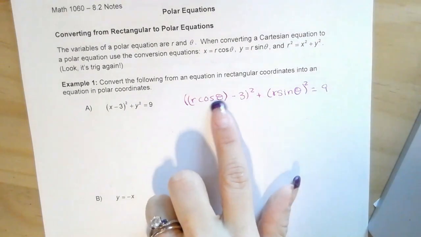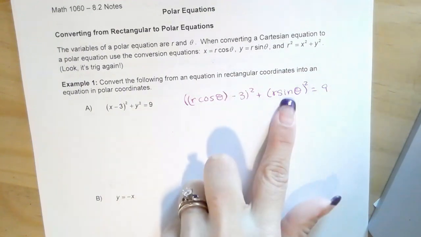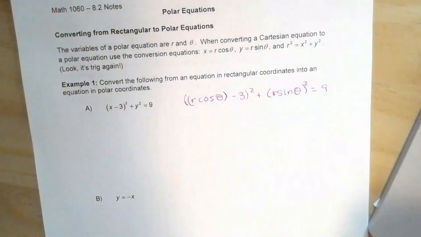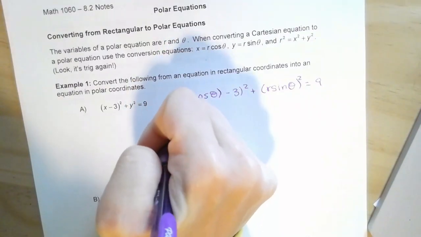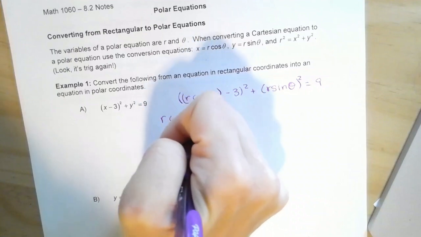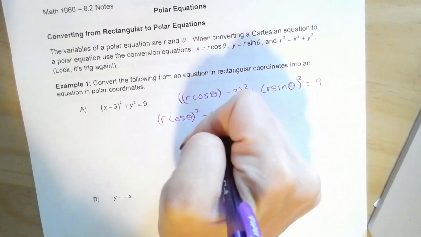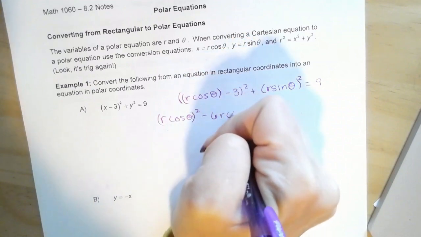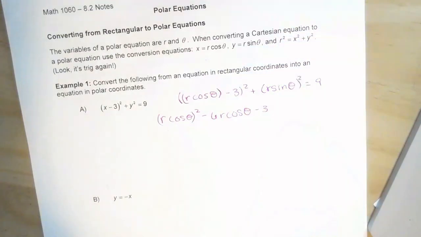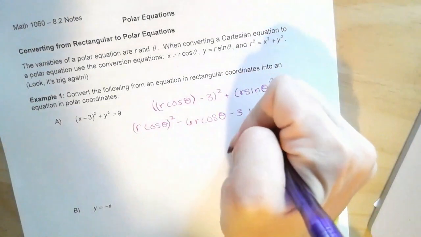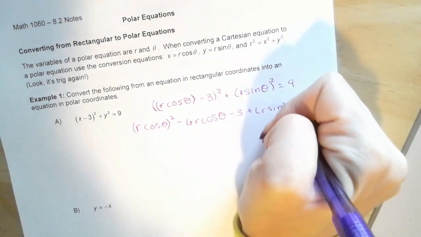So the first thing I want to do here on this side is FOIL this and extend this squared out. So if we FOIL, we get r cosine theta squared minus 6r cosine theta minus 3 plus, I'm going to keep this as r sine theta squared so you can see my next step.